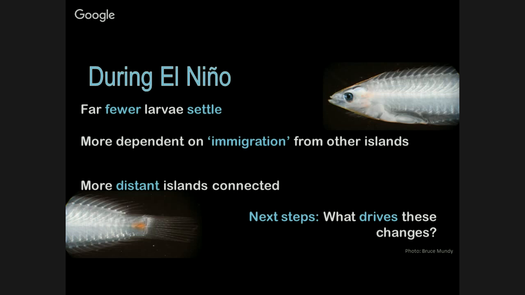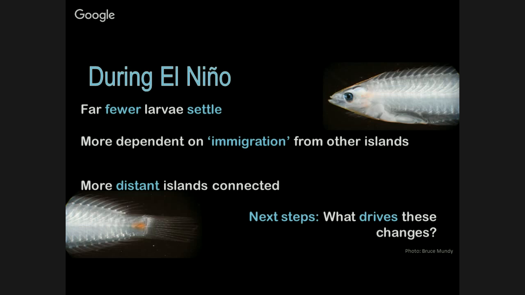But more distant populations do get connected during an El Nino. And this is really interesting because this opens up an avenue for increased genetic material to be exchanged between these populations. And this might build a more diverse fish population that might be more resilient towards other climate change factors such as temperature or changing food and things like that.